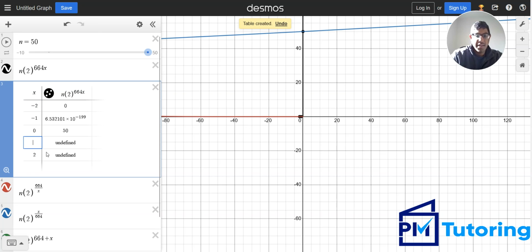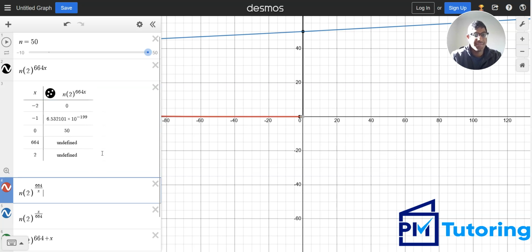So we can start over here because we're not going backwards in time. Just type in 664, right? And we see that that's undefined. And this is technically not undefined. It's just a very, very massive number that isn't being calculated right now. But one way or another, if it was doubling every 664 years, we would expect to see 100 here. So we know that this isn't the correct answer.